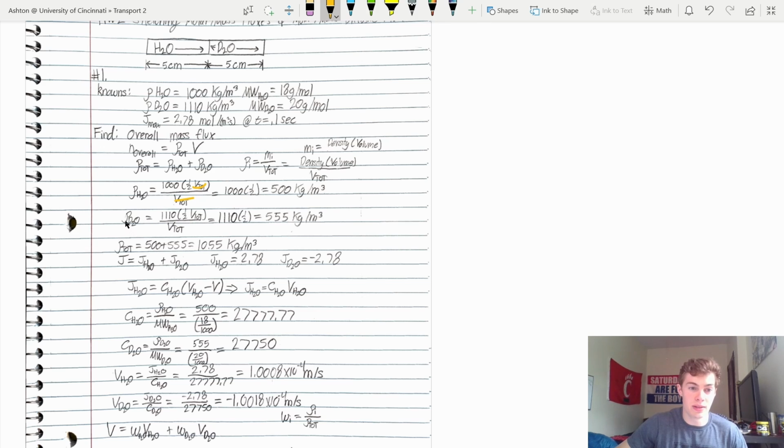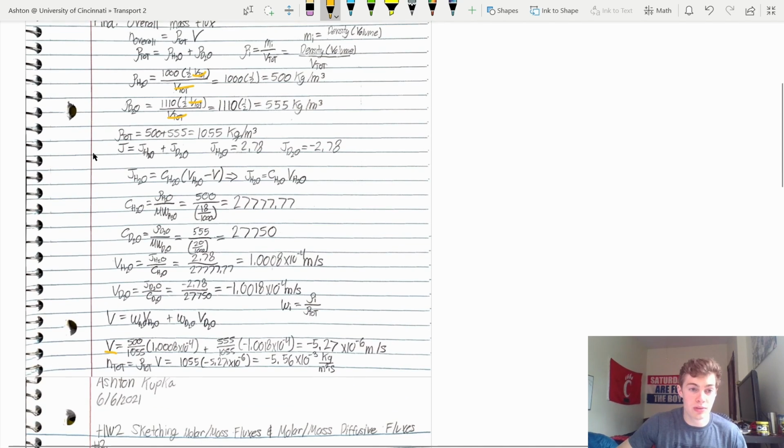Next, we can find the mass concentration of the D2O component, which we know that the density from the givens in our problem is 1,110. Multiply that with half the total volume, divided by the total volume. Our total volumes cancel out, leaving us with 1,110 times 1/2, which is going to be equal to 555 kilograms per meter cubed. Adding both of those together to get our total mass concentration, we get 1,055 kilograms per meter cubed.